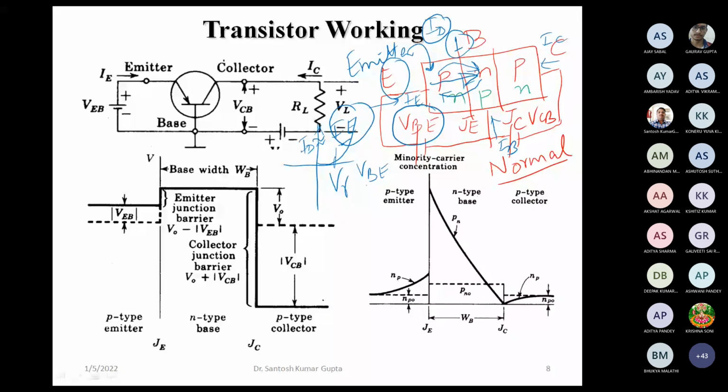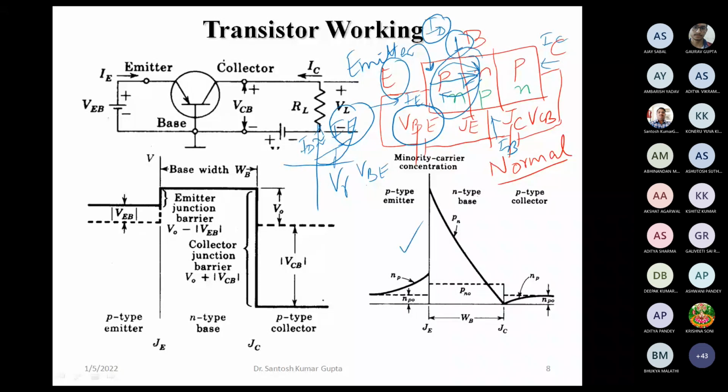So this emitter current IE is nothing but the diode current ID. Okay, so this current has two components as we can see here. One is due to the injection of the holes from emitter into the base, and another is the injection of the electrons from the base into the emitter.